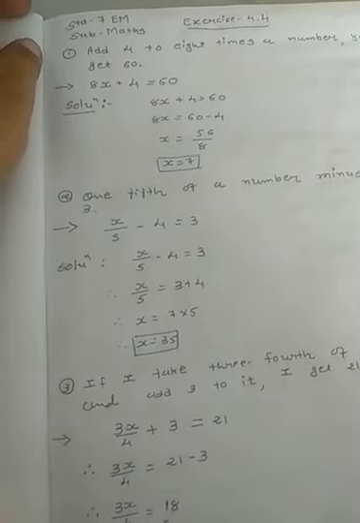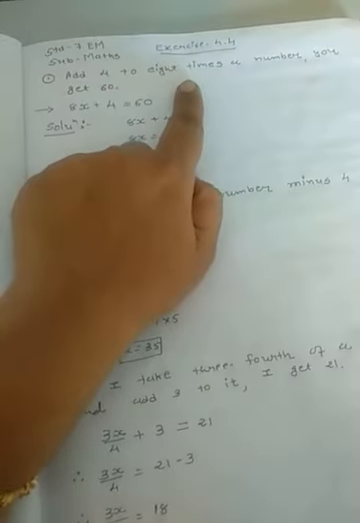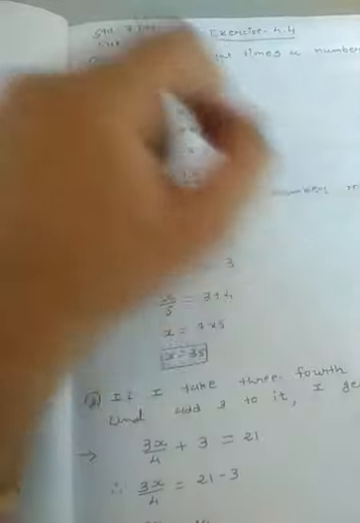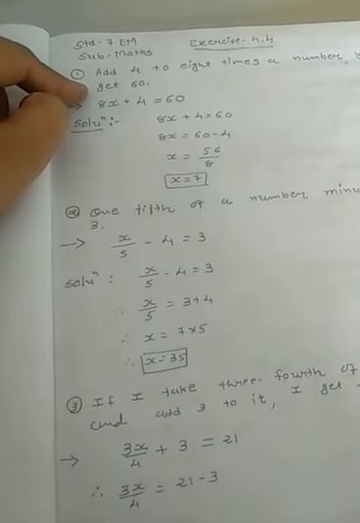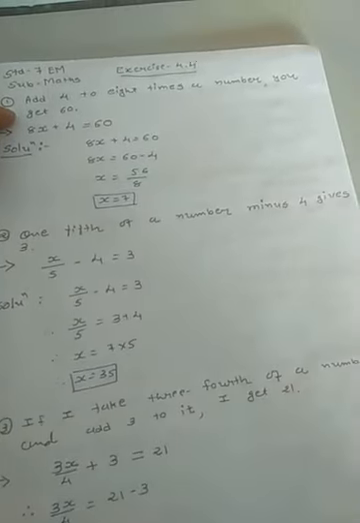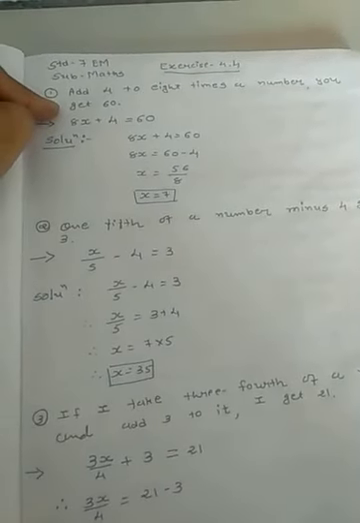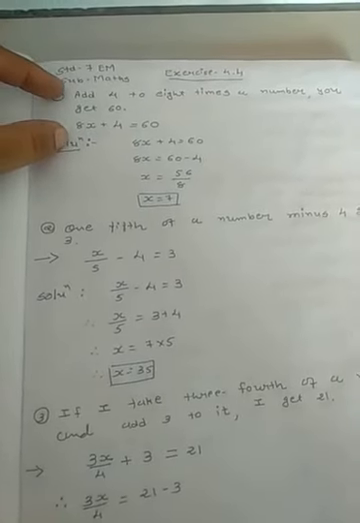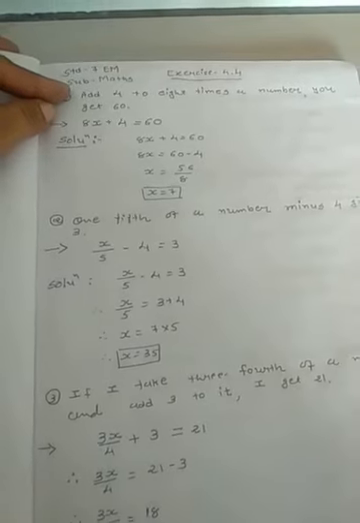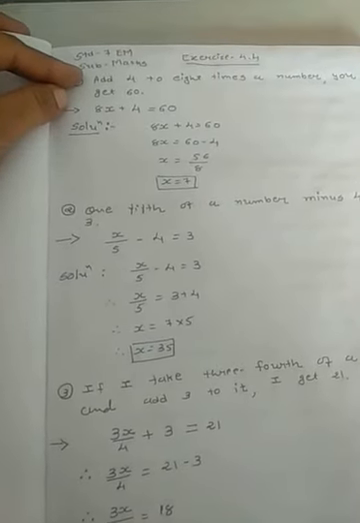Hello students, today we will start exercise 4.4 question number 1. In that first sum, add 4 to 8 times a number, you get 60. Here we have to form the equation first and then after we have to solve it. So first of all let me make the equation.